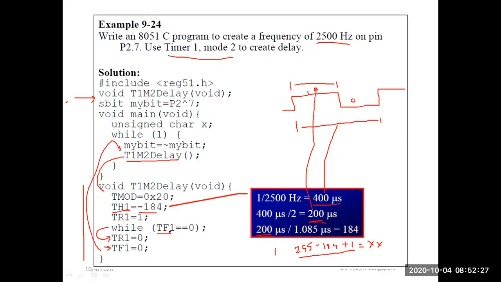In this way this program is generating a square wave of 2500 hertz at pin number 7 of the port. This is the program which uses mode 2 to generate such a square wave, and we have employed timer 1 for that.